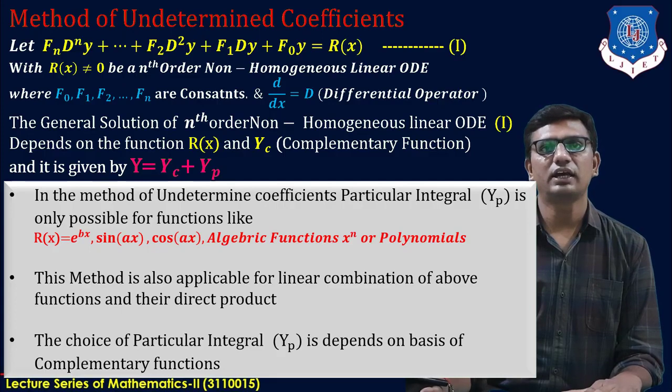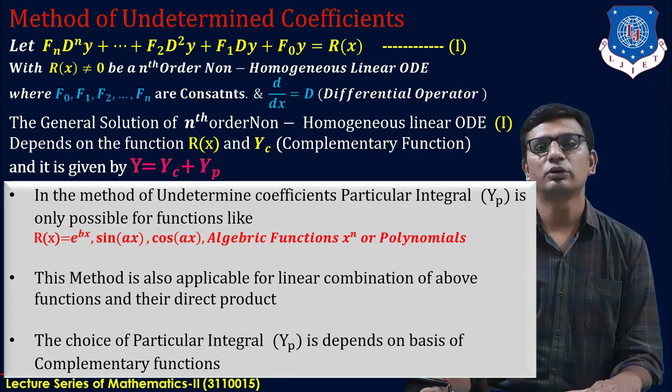Here we can't apply this method for functions like tan x, sec square x, cot x, and it is also not applicable for fractional powers of x, that is root x, x raised to 2 by 3. It is also not applicable for complicated functions like e raised to root x, x raised to 3 by 2, 1 upon 1 plus sin x, 1 upon 1 plus e raised to x. This method is also applicable for any linear combination of above functions as well as for products of above functions. The choice of yp depends on the basis of complementary function.